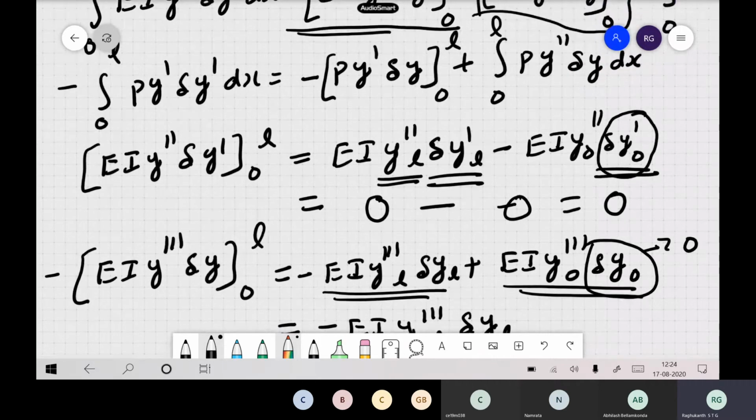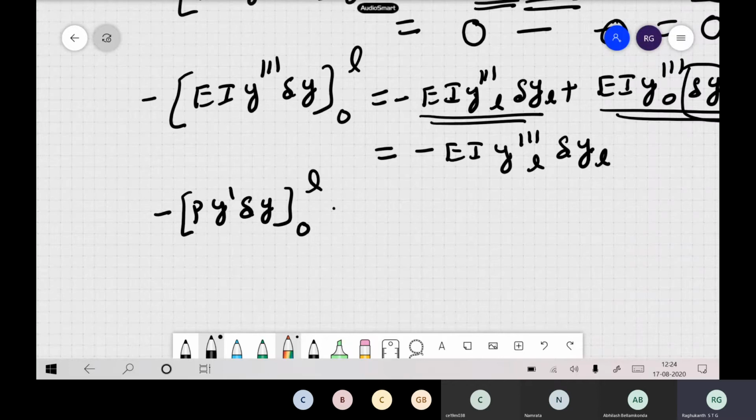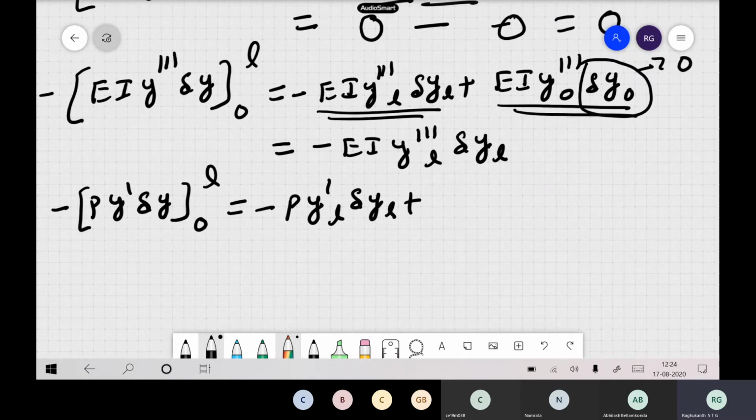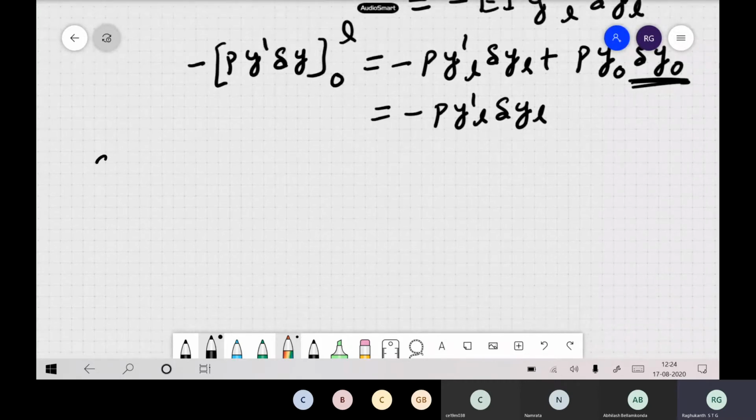Now this expression also we try to write, for P also. So this also if you write, minus P y dash δy at 0 and L actually. Okay, so this also if you expand, minus P y dash at x is equal to L δy(L) plus P y naught dash and then δy naught actually. Now here also what happens, so this term is 0 at x is equal to 0, so finally this also boils down to y dash L δy(L) kind of a thing. Okay, so now you join all of them in one big expression.